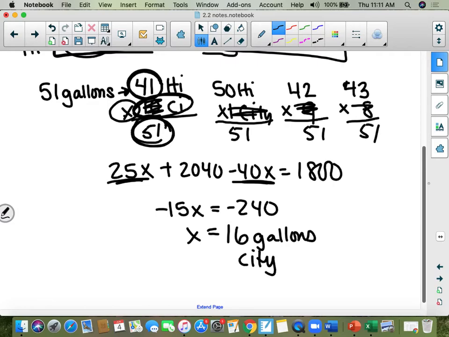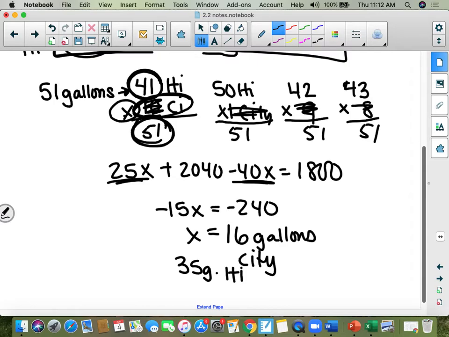And if you use 16 gallons in the city, then you had to have used, what was it, 51, correct? You had to have used 35, yes, 35 gallons in the highway.